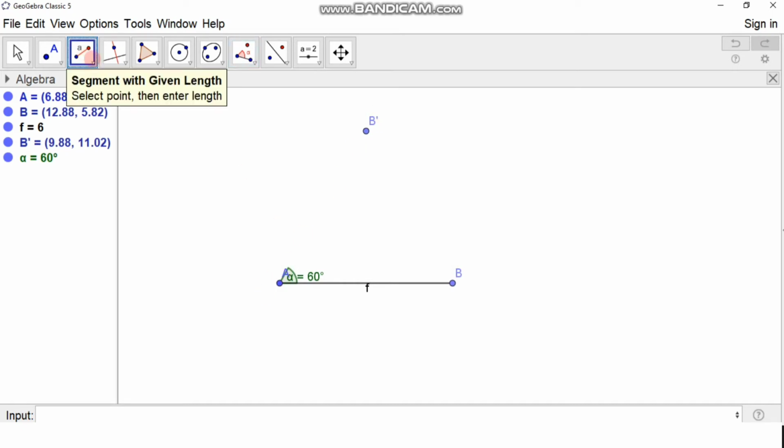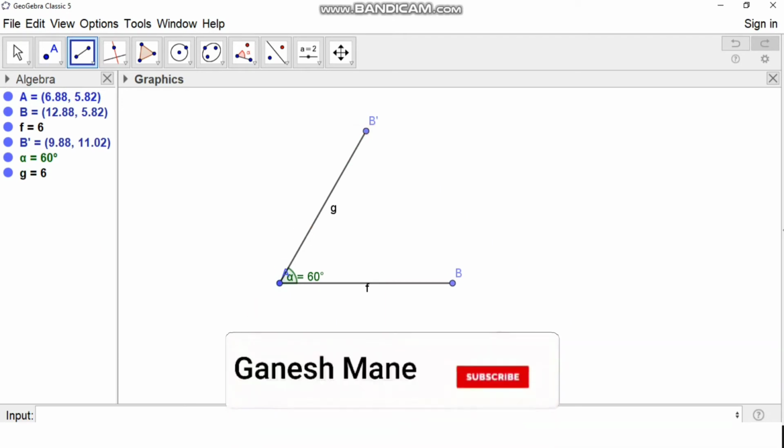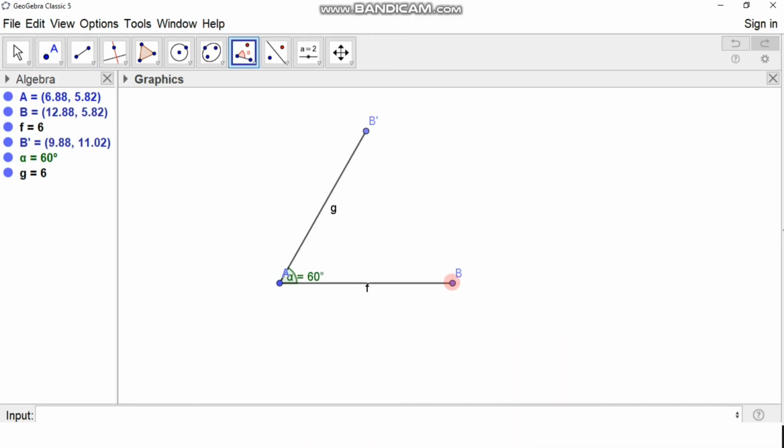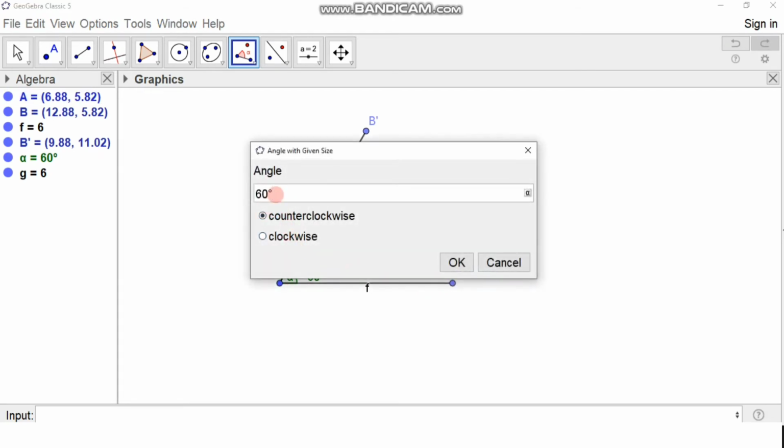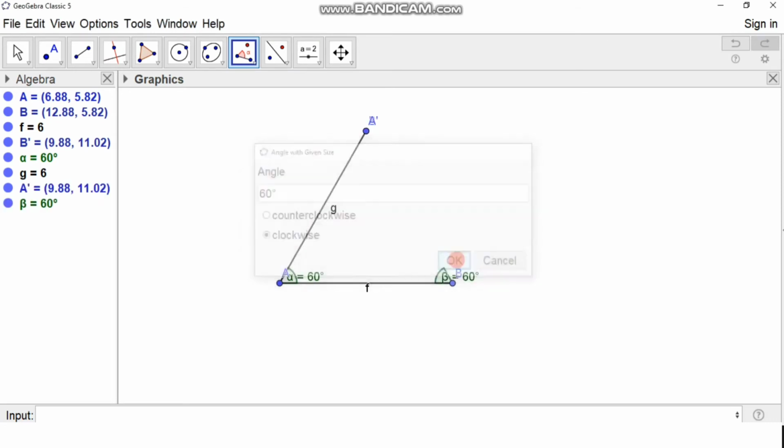We have to join these two points. So for that, click on the segment icon, then click on point A and then on point B dash. We'll get here segment AB dash. Again, we have to draw another angle at point B. So to draw the angle at point B, firstly we click on point A, then on point B, and then we'll get a box. We need an angle equal to the previous one, so that must be 60 degrees. Care should be taken here that now we have to draw a clockwise angle, just to get the angle of 60 degrees in this way.